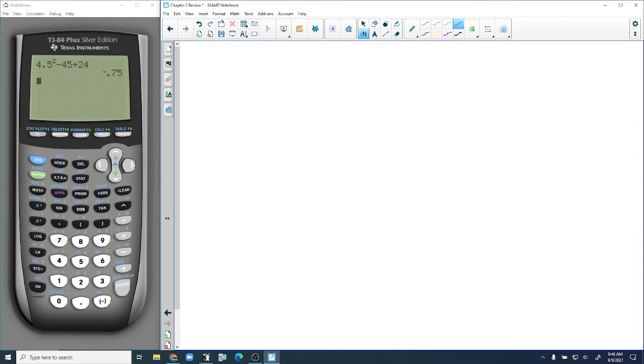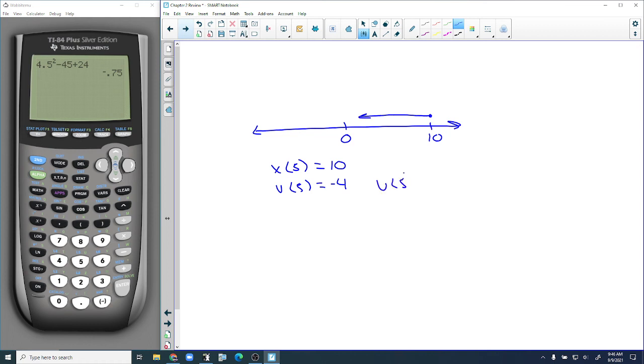Going towards or away from the origin is a comparison of the position with the velocity. So there's the origin at 0. If your position at, let's say, 5 seconds is 10, and your velocity at 5 seconds is negative 4, that means your position is over here at 10, but you're going left. So you're going towards the origin. If your velocity at 5 was 7, that means you're at 10 and you're going away from the origin. You're going to the right. So going towards or away is a comparison of the position versus the velocity.